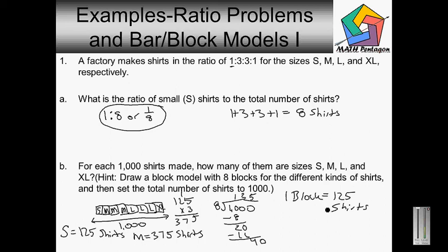And then for large we have 3 blocks. So we would get the same result as for medium. So for large we have 375 shirts. And we have 1 XL block. So we know that 1 block equals 125. So XL equals 125 shirts. And when you add up all these shirts together, you should get 1,000.